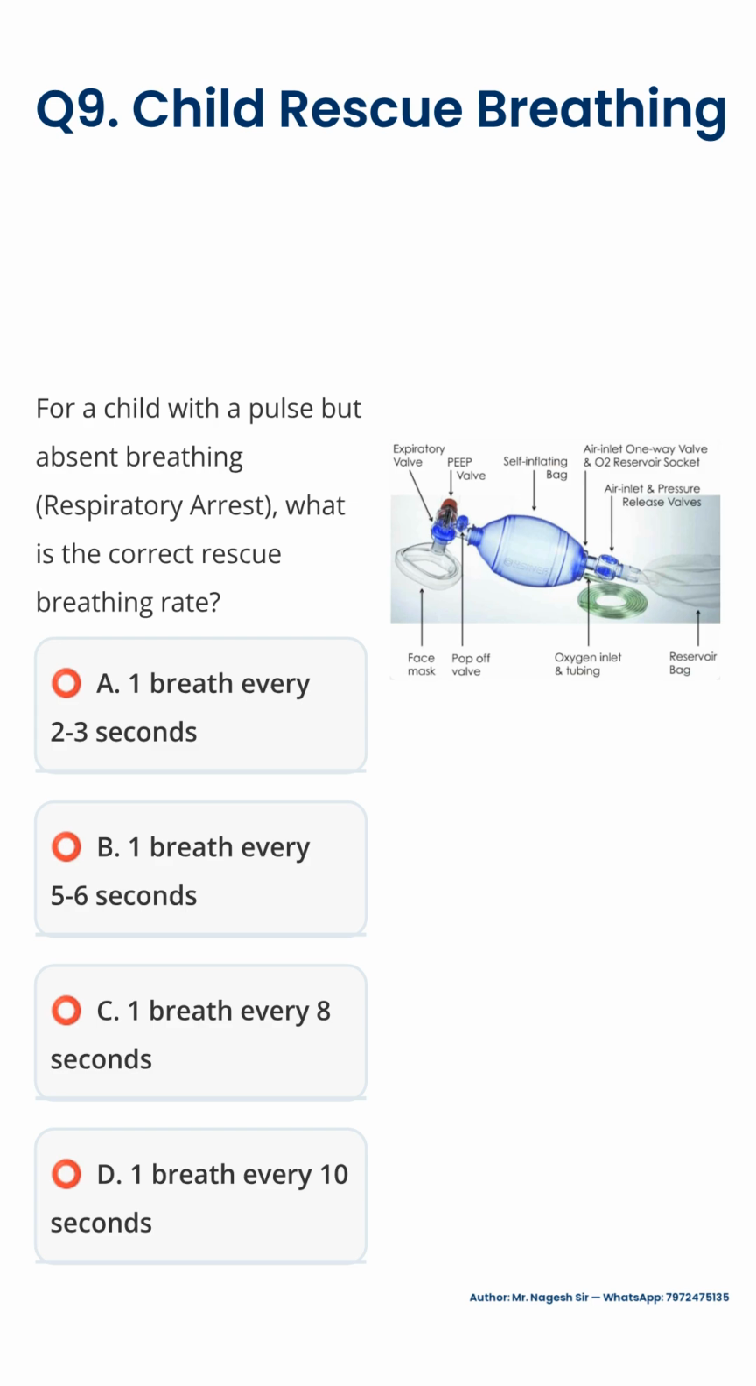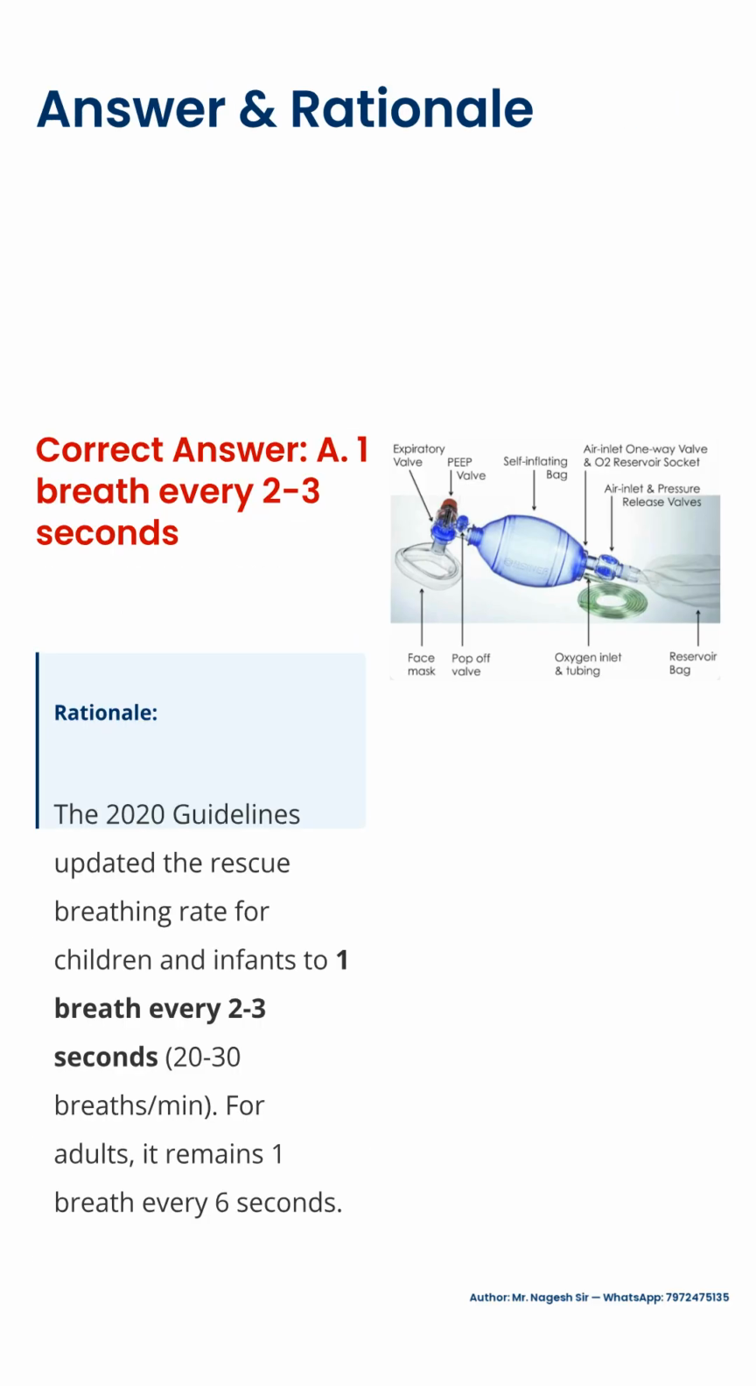Question 9. Child rescue breathing. For a child in respiratory arrest, meaning they have a pulse but absent breathing, what is the correct rescue breathing rate? The correct answer is A, 1 breath every 2 to 3 seconds. The 2020 guidelines updated the rescue breathing rate for children and infants to 20 to 30 breaths per minute. For adults, it remains 1 breath every 6 seconds.